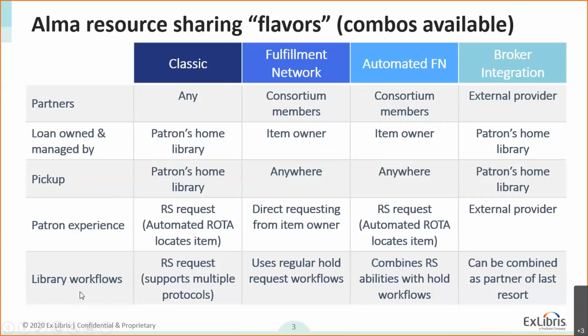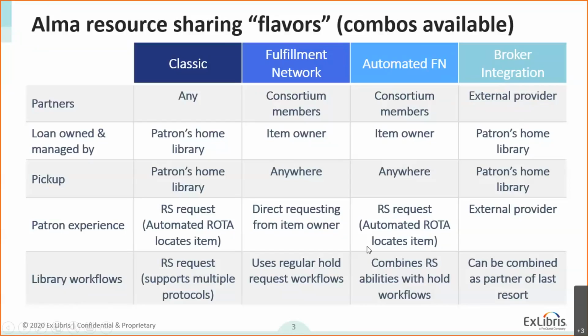And in your workflows, the classic model, your patron generates a resource sharing request. You have a borrowing resource sharing request that you manage in your institution. You send a lending request out to your partners. There are different protocols supported in Alma. There's a Rota. You can automate this if you want. And then that partner sends you the item, and then you loan it to your patron directly. You're the only one your patron knows. You control the whole workflow.